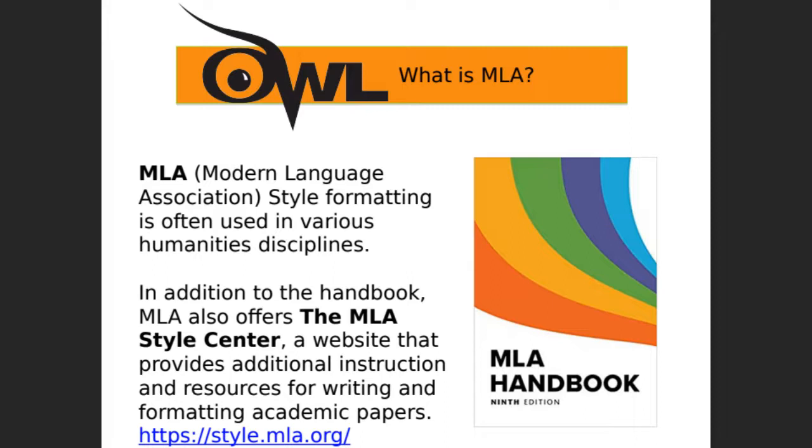So MLA, or the Modern Language Association style, is used in various humanities disciplines. You'll see this a lot in your ENC 1101 and 1102. You can take a look at the MLA website to get more information, or you can look at Purdue OWL. They give great templates, great examples online, and I think that's a very, very good resource. Also, Miami-Dade College has one. Learning Resources has a template for MLA and APA format.